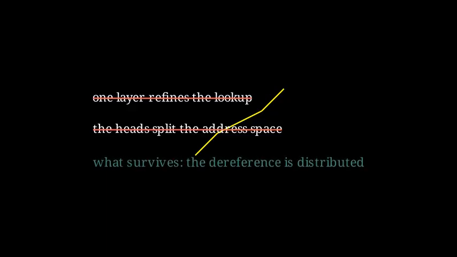The model computes the right cell, and that part is not up for debate. The extra depth buys a multi-stage assembly of the query, and the dereference itself is distributed in a way the attention maps will simply never show you. Two nice stories had to die to get to the true one.